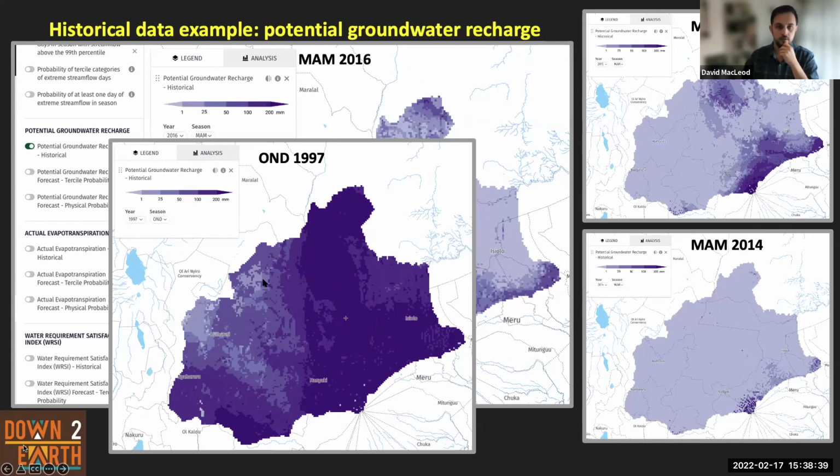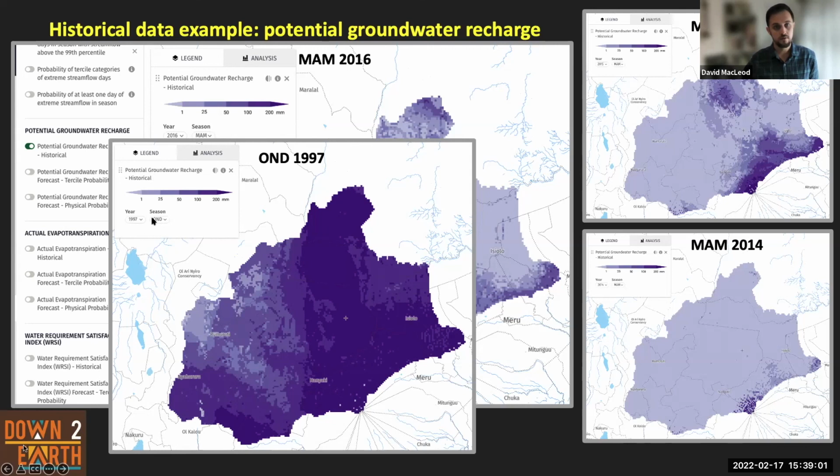We see areas where the recharge was still quite low in the northwest of the basin, despite the heavy rainfall. There's areas where there's still less than 25 mil of recharge. I think it's really cool to just play around with this and explore, and you see these huge spatial gradients in recharge. So that's all historical data.